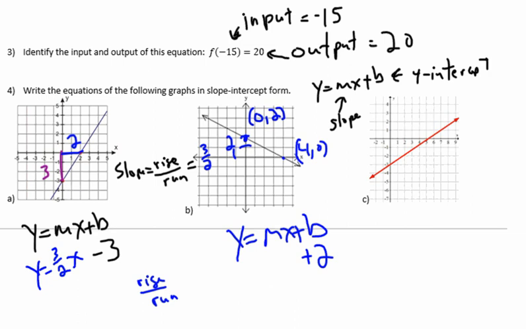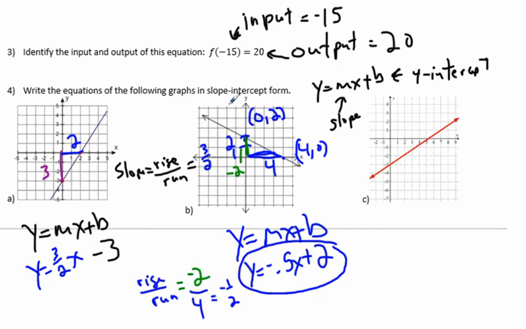So between these 2 points, it's going to go down. It's going to actually rise negative 2, and it's going to run positive 4. So the rise over run is equal to negative 2 over 4. And negative 2 divided by 4 can be simplified to negative 1/2. Or if you actually divide negative 2 by 4, you get negative 0.5. So our equation is y equals negative 0.5x plus 2.